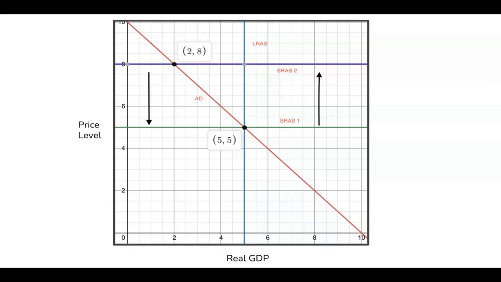So over the long run, since prices gradually fall, we can see that it shifts back down to the short-run aggregate supply number one again, and it reaches our long-run aggregate supply equilibrium again at 0.55. So you can compare it with the other slide again, and it just makes it easier to visualize.